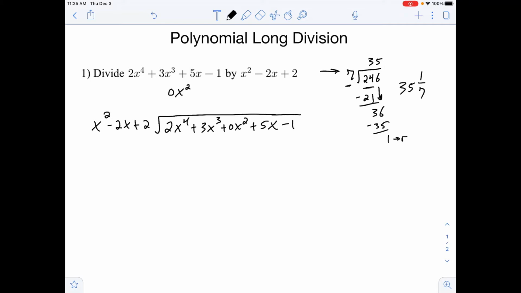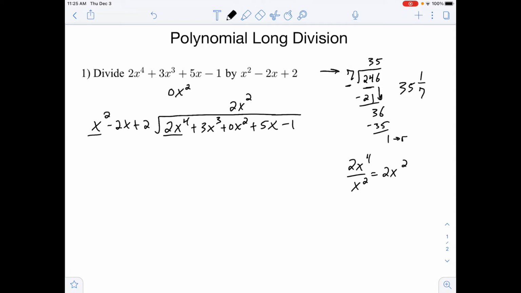So now the way that we do this, you would say, okay, how many times does 7 go into the very first term? Well, we're actually just going to use the first terms. So off to the side, we're going to say this number here, 2x to the fourth, how many times does x squared go into that? So 2x to the fourth into x squared. And that gives us 2x squared. So that is what we put up here.